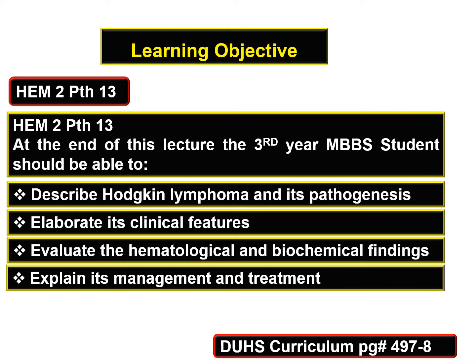The learning objectives for Hodgkin lymphoma: at the end of this lecture, the third year MBBS student should be able to describe Hodgkin lymphoma and its pathogenesis, elaborate its clinical features, evaluate the hematological and biochemical findings, and explain its management and treatment.